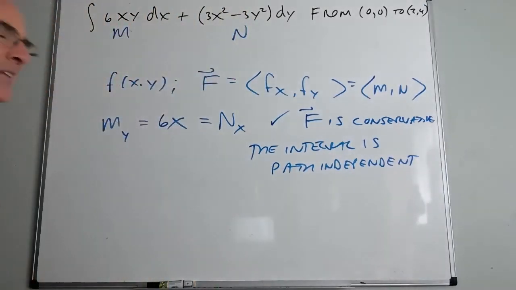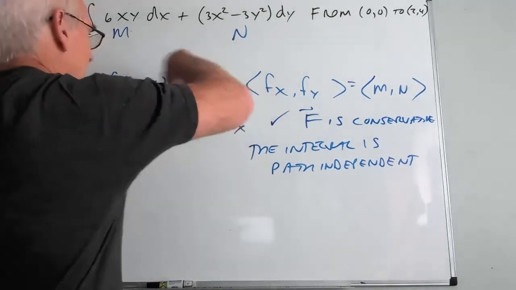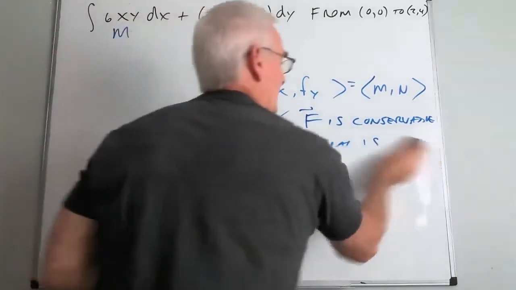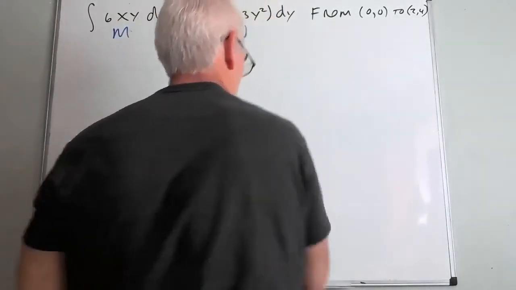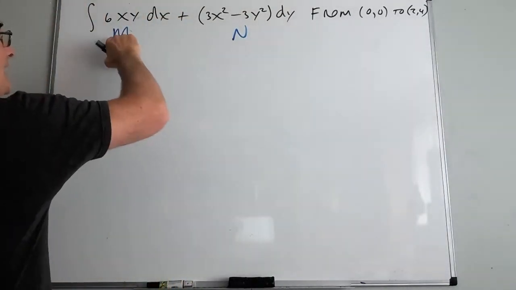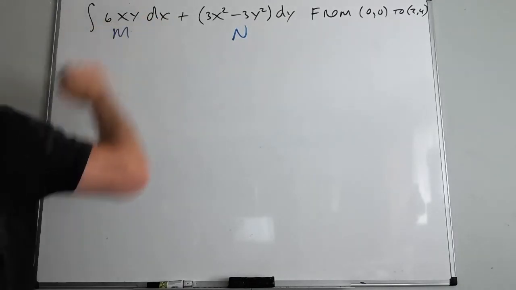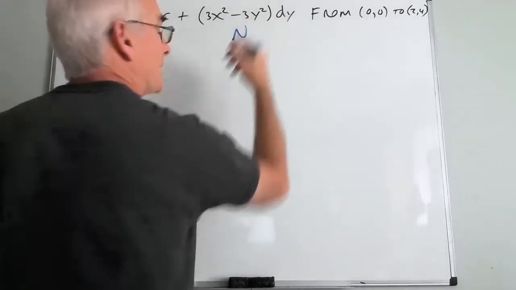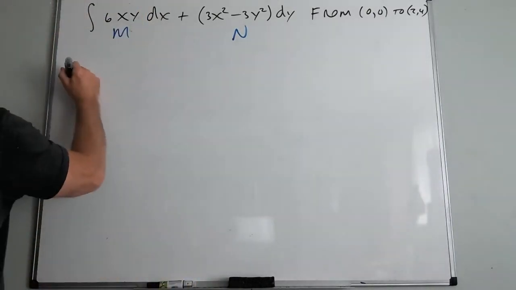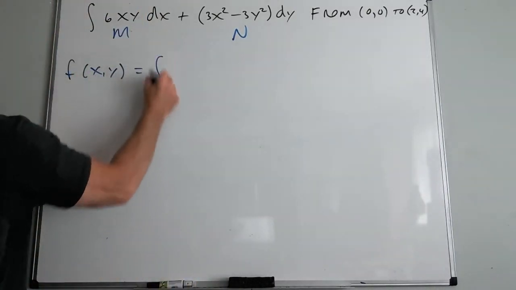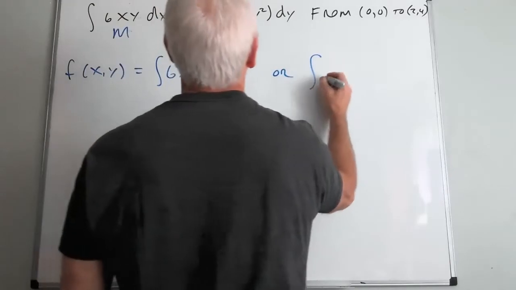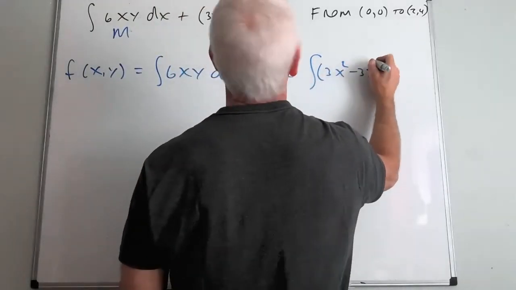Now the challenge will be, how am I supposed to find this f? Well, if m and n are partial derivatives, I'm going to find my potential function by integrating. If I integrate this with respect to x, or I integrate this with respect to y, that should produce my original little f. So let's try that. I'm going to claim that f of x y is equal to the integral of 6xy dx, or it's the integral of 3x squared minus 3y squared dy.